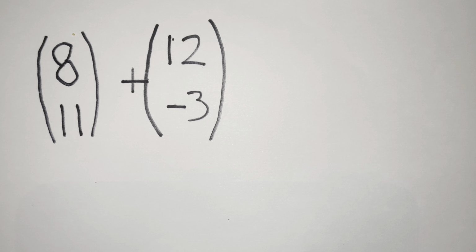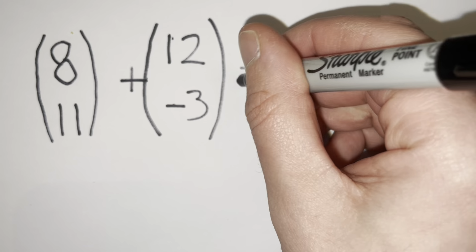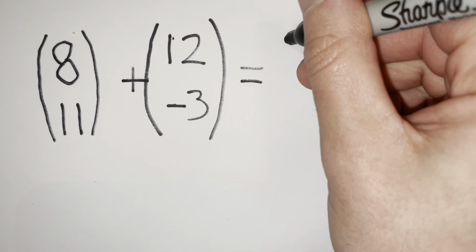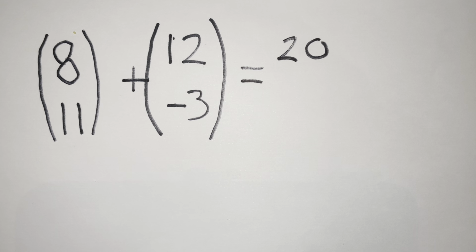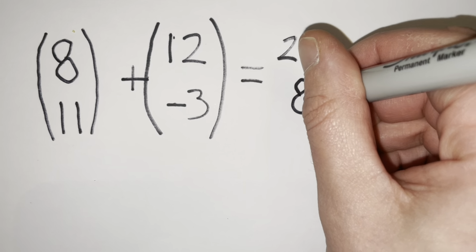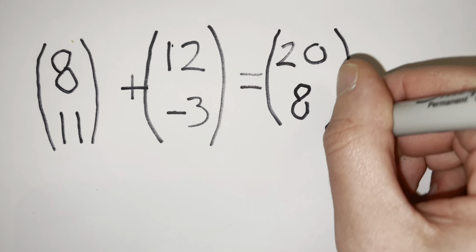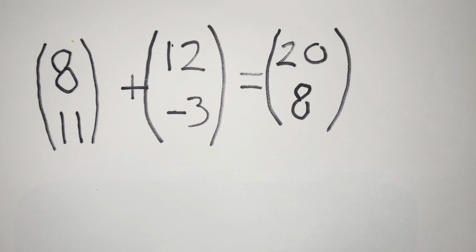In this video we're going to look at how we can calculate with column vectors. So in this first example we are adding these two column vectors together. And to add together two column vectors we simply add together the x values and add together the y values. So in this case we do 8 add 12 which gives us 20. And then we do 11 add -3 which gives us 8. So our answer when we add these two column vectors together is a new column vector, 20, 8.